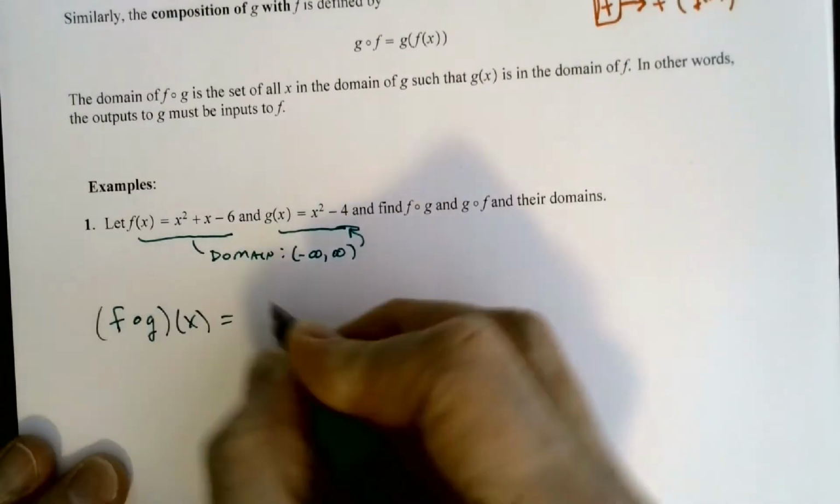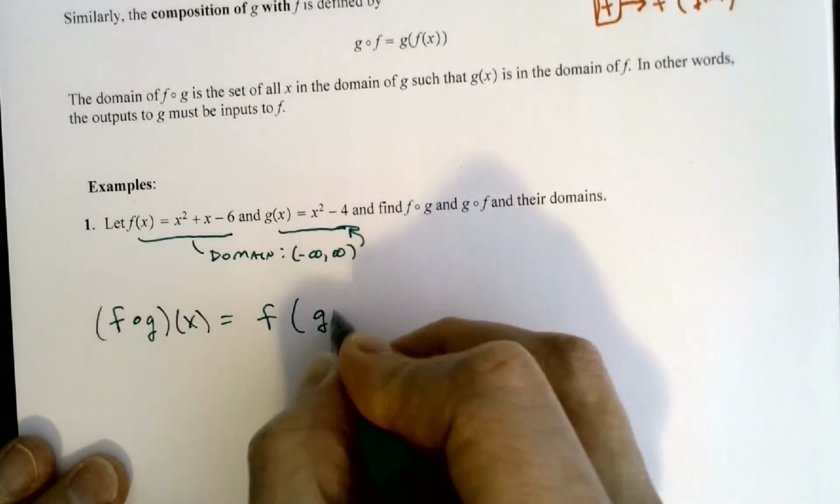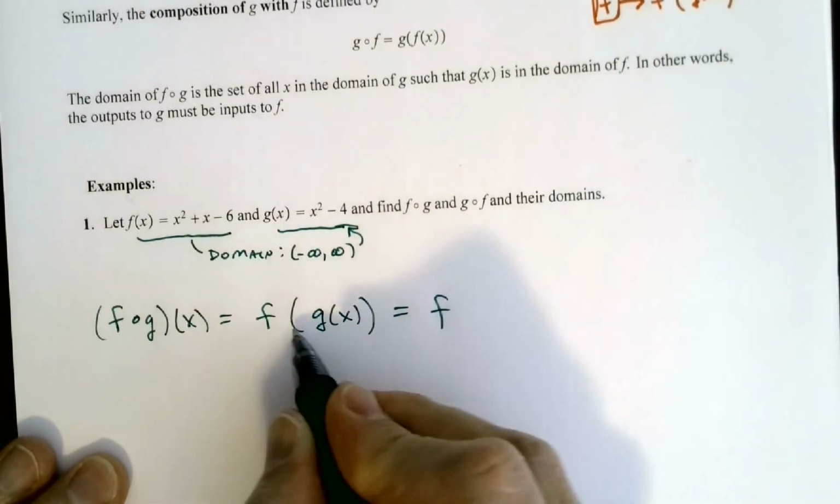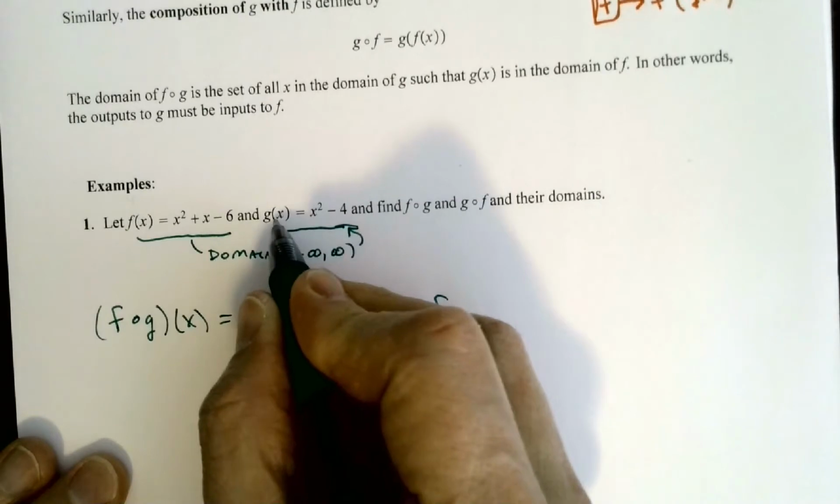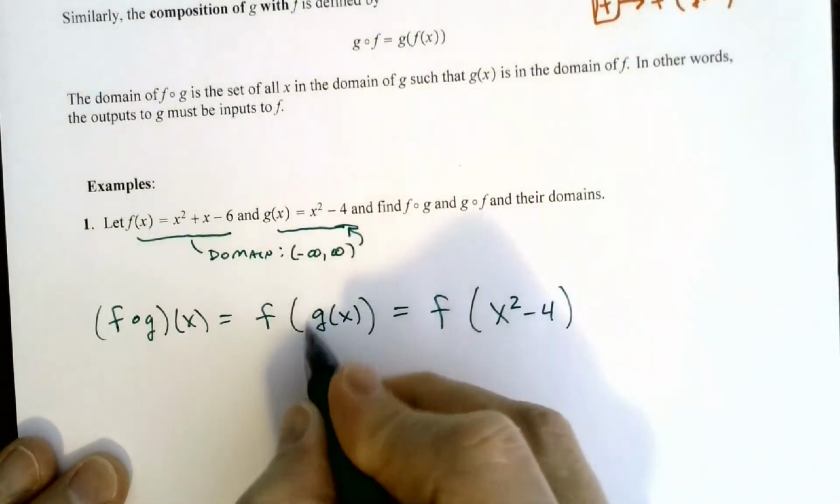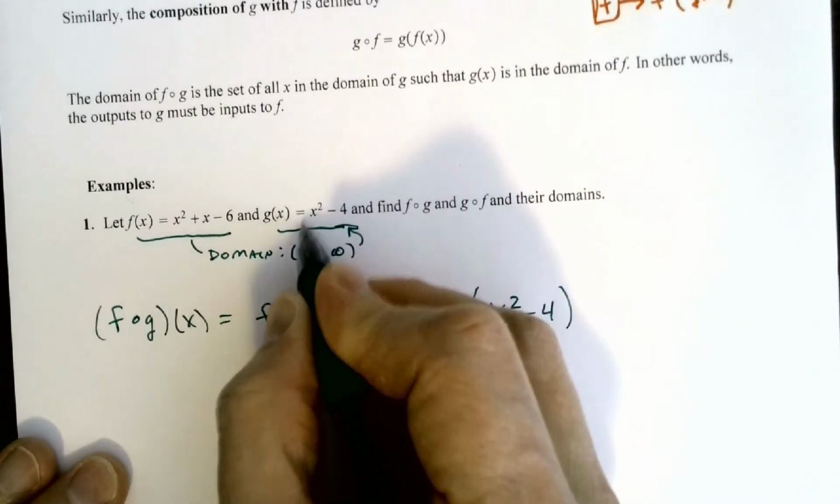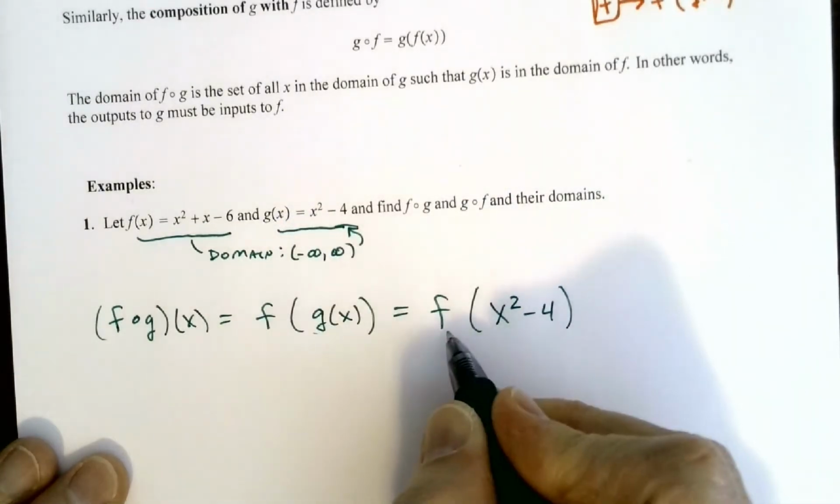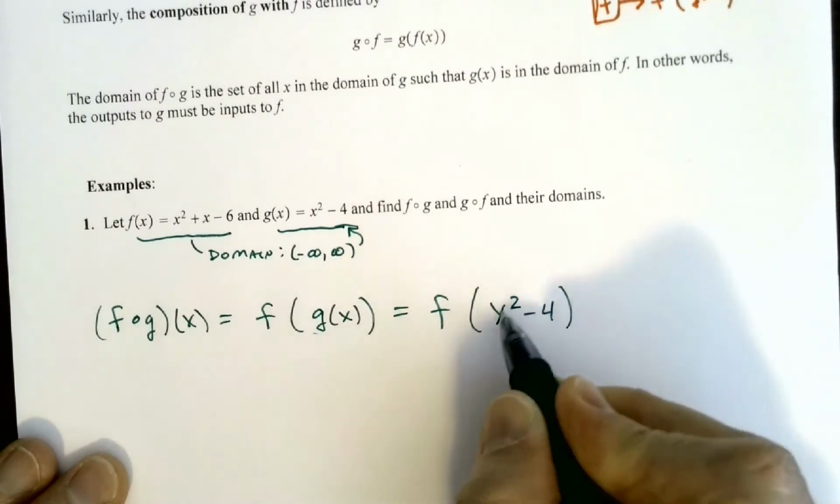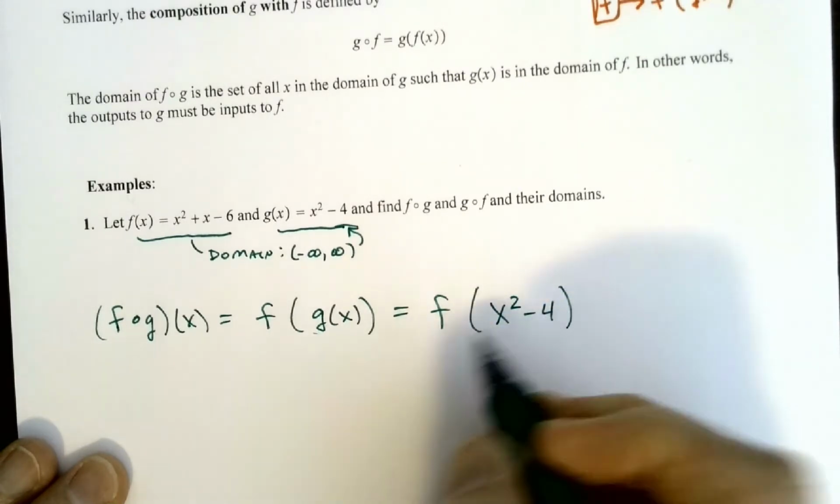But let's look at f circle g of x. So what does that mean? f of g of x. What I like to do is simply, first of all, replace g of x with its rule. What's g of x? x squared minus 4. So keep in mind, I'm replacing g of x with its rule. I still have this f out here, so now this is what I'm plugging into the function f. This whole thing.